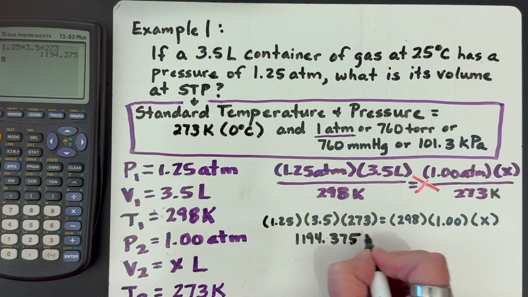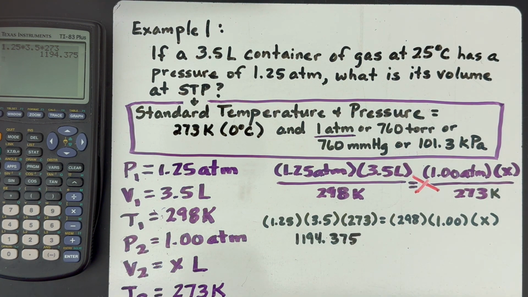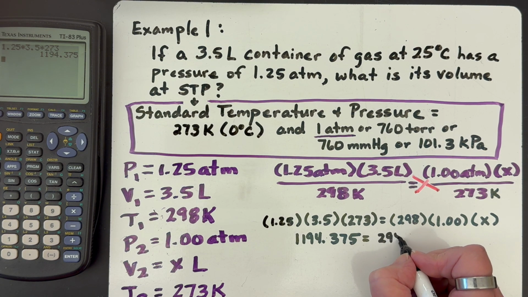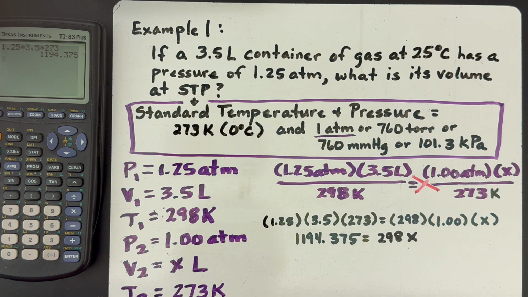1194.375. We don't want to cut any digits off or round to any kind of significant digits here in the middle of the problem because that will introduce an error. So we're going to keep the whole number until the very end when we'll round to significant digits. On the right side, we have 298 times 1 times X. So 298 times 1 is just 298X.